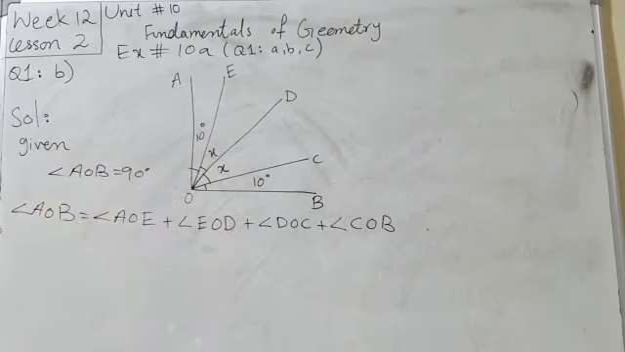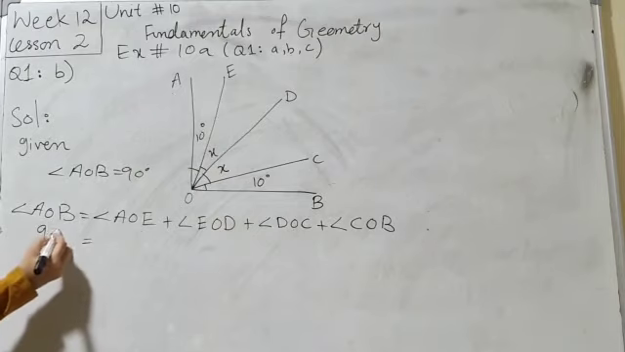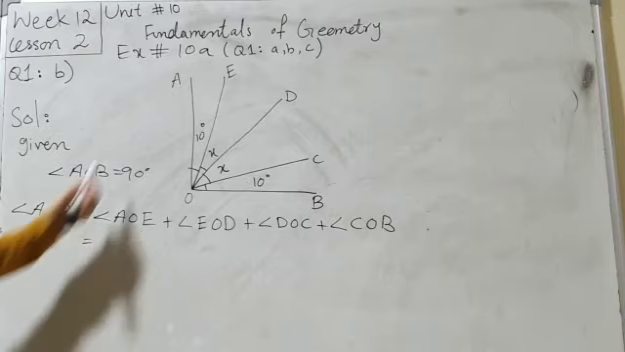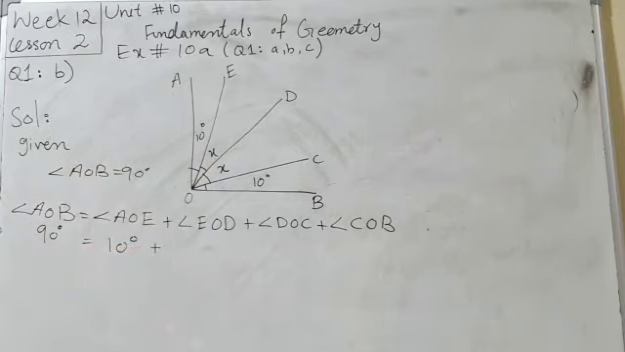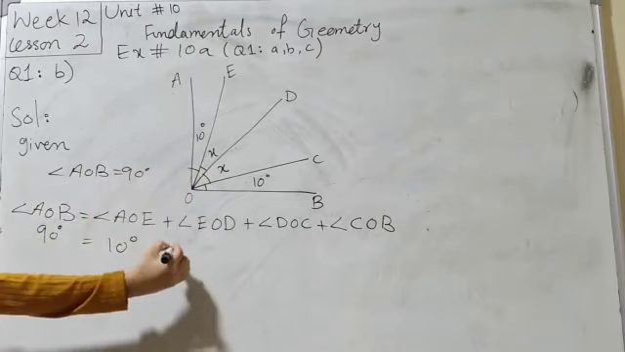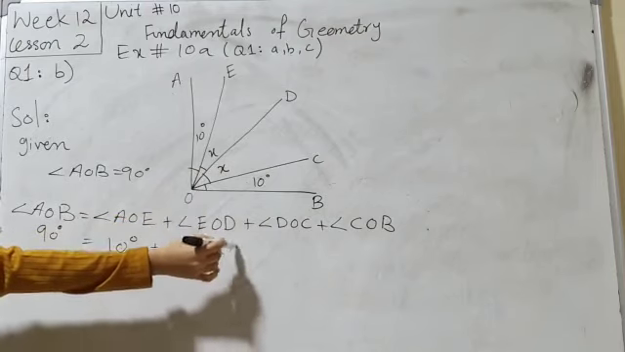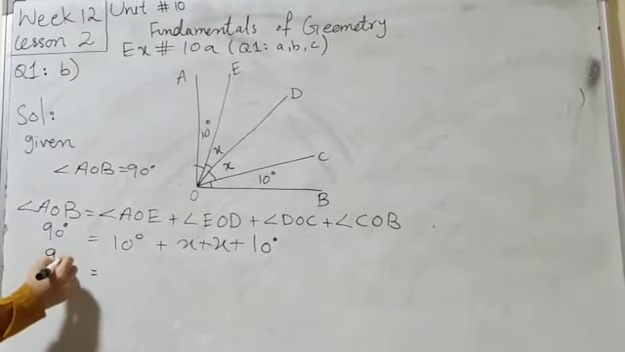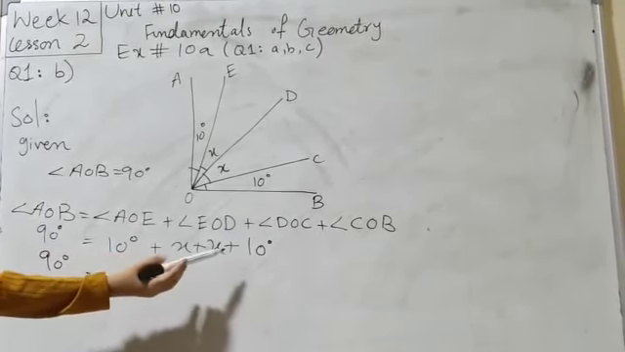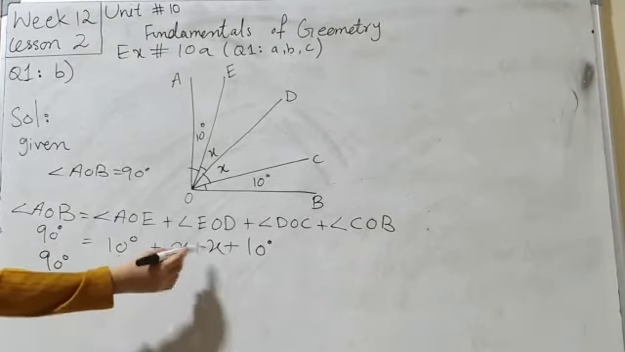Now let's put the values for the angles. We are already given the value for AOB as 90 degree. Then we have angle AOE, its value is 10 degree. Let's substitute for it 10 degree. Then EOD is given as x, plus DOC is given as x again, and the last value is 10 degree. Now solving this equation, we have variable x plus x, that will give us 2x, and 10 degree plus 10 degree will give us 20 degree.